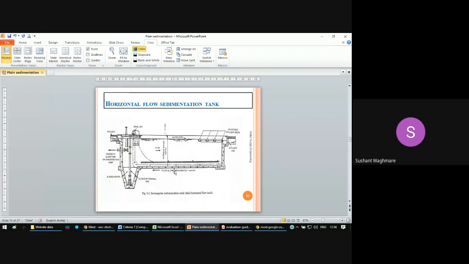You can see a slight slope is given to the base of this sedimentation tank. Because of this slope, the sludge which is generated here, through this drive unit and these scrapers, will accumulate in this sludge hopper. And if the sludge is accumulated here, we can easily remove it from the sedimentation tank. So this is a typical working. You can see here, this is the pump.